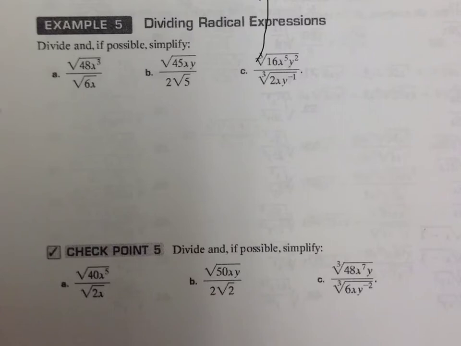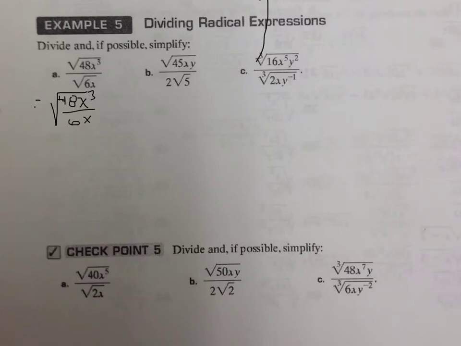Excuse my mark there. It's the quotient rule too, except it's going in reverse. The quotient rule also says if I have two radicals, one on top and one on the bottom of a fraction, in the numerator and denominator, then I can write it as one big one and then do division first. So I can rewrite this as one big square root of 48x cubed over 6x.